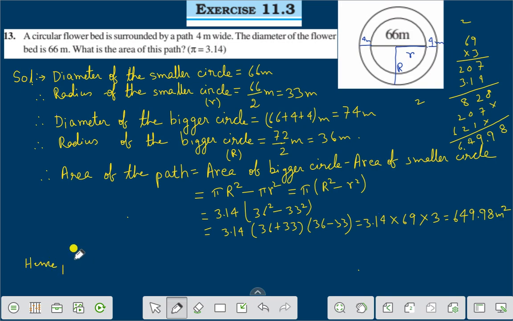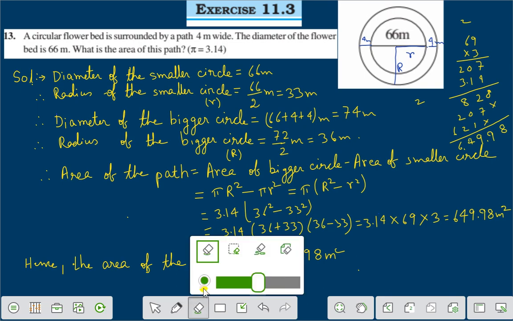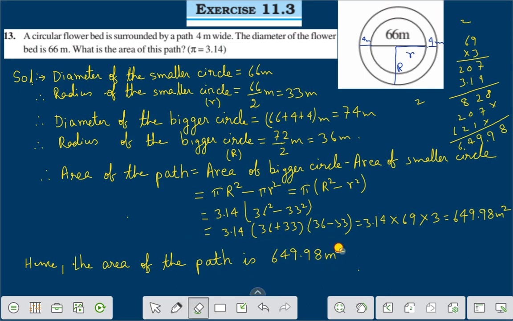Hence the area of the path is 649.98 meter square. This is the answer.